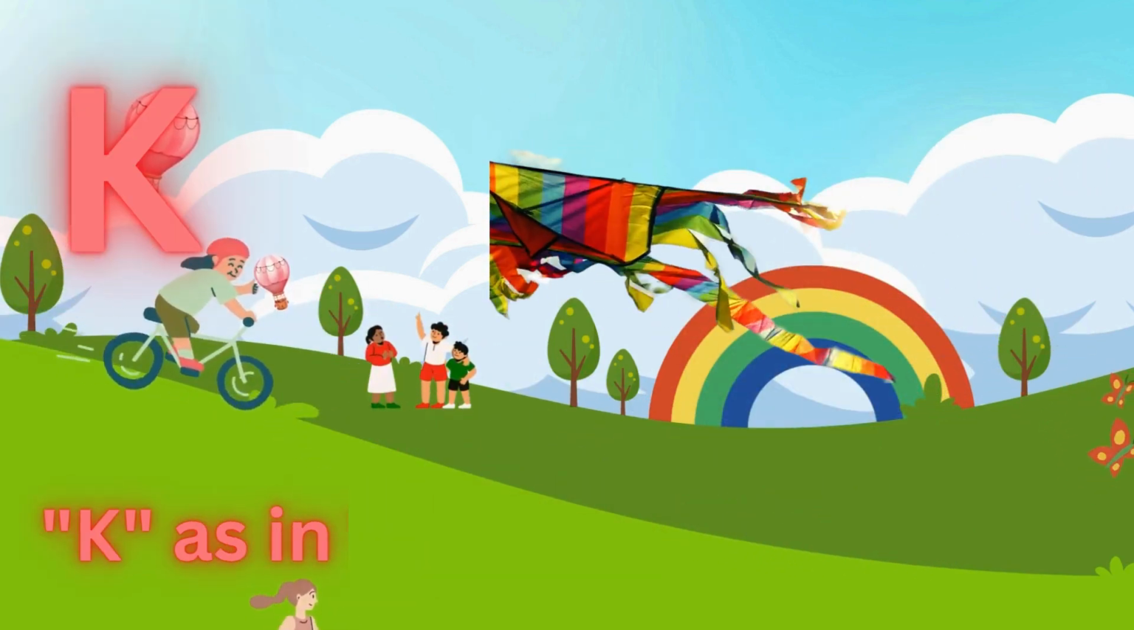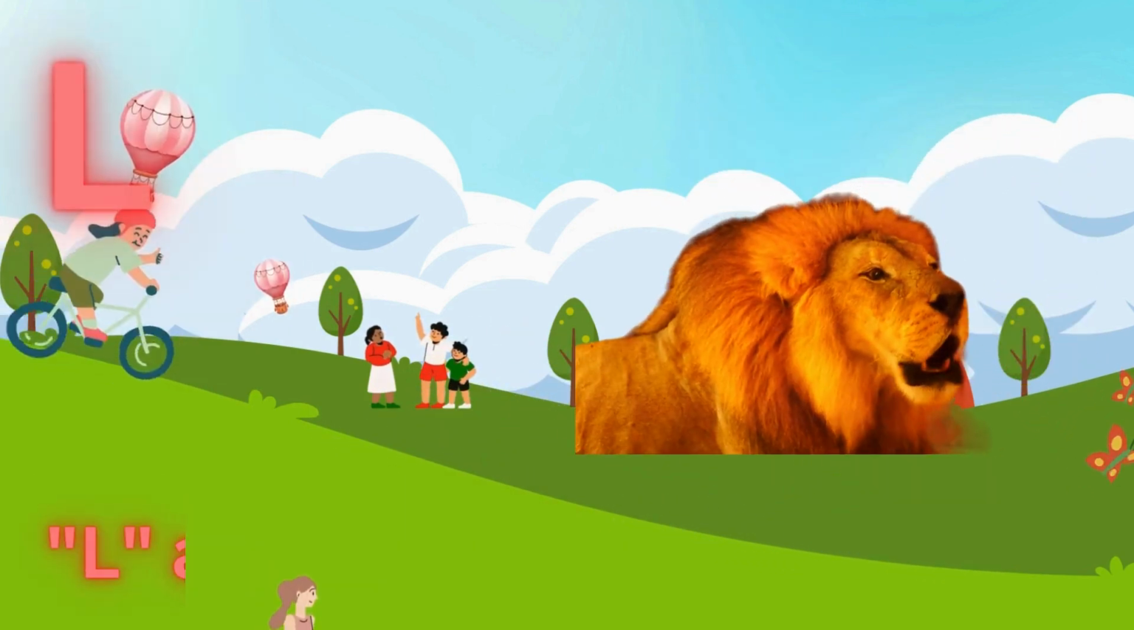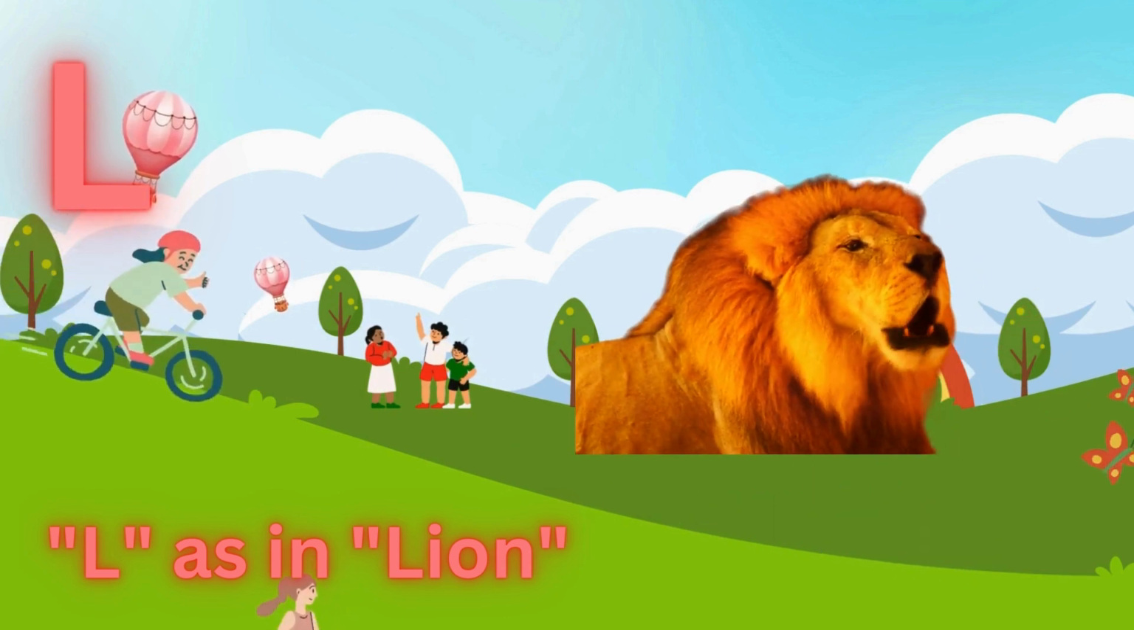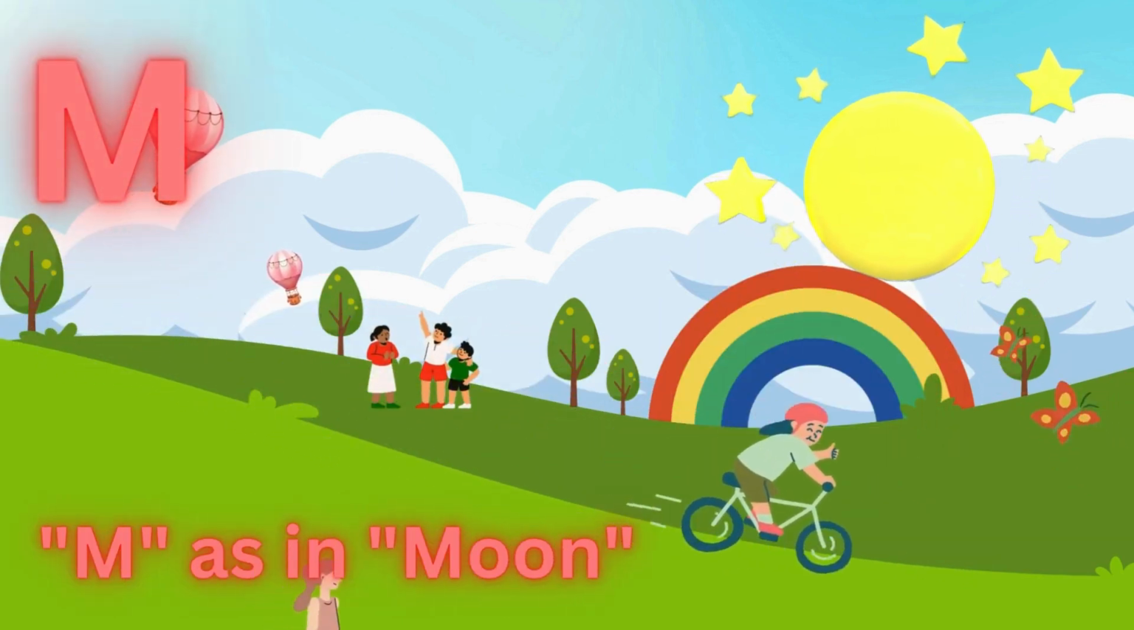K, kite. K as in kite. Kite, a flying toy. L, lion. L as in lion. Lion, a large, wild animal. M, moon. M as in moon. Moon, the object that orbits Earth.